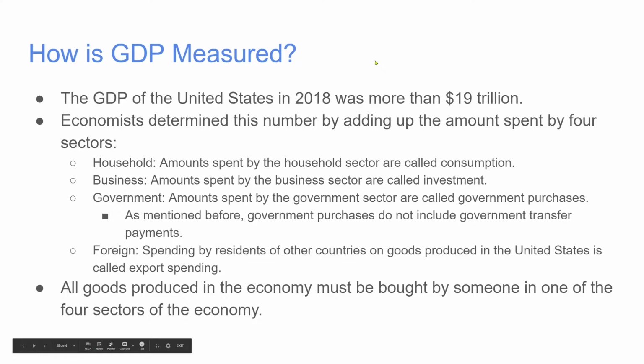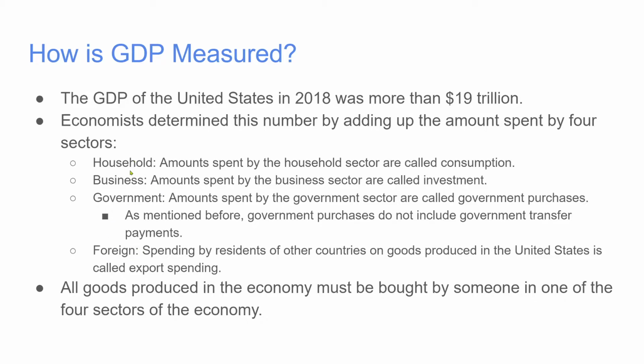All right, so how is GDP measured? So the GDP of the United States back in 2018 was greater than $19 trillion. It's a lot of money. So economists determine this number by adding up the amount that is spent by four separate sectors. And those sectors are households, businesses, the government, and then what's considered to be foreign.